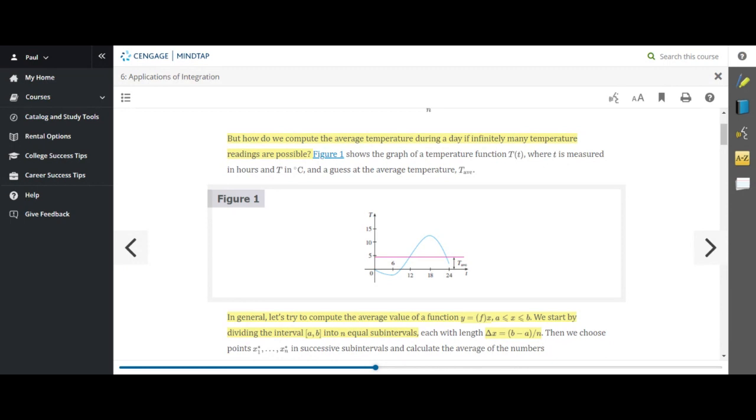And with the instrumentation we have today, those instruments could take basically an infinite number of temperature readings. How could we find an accurate estimate of the average temperature for that day? Okay, well, let's explore this. Are there any questions so far?